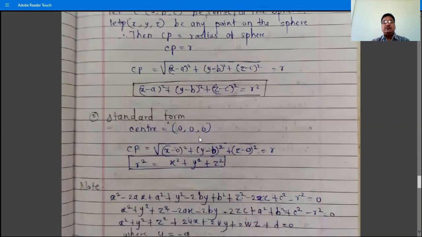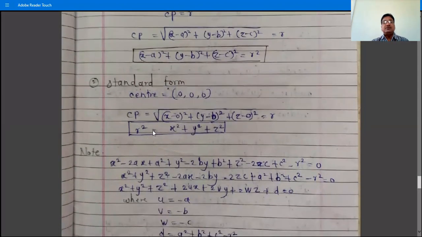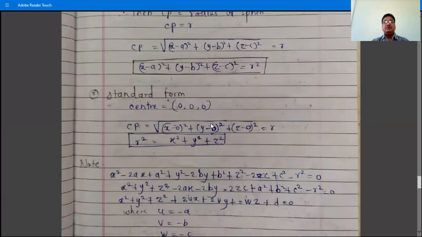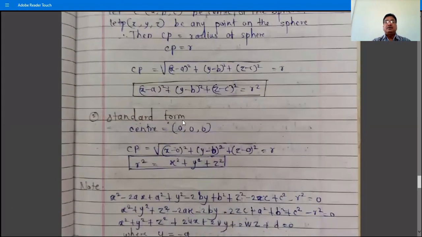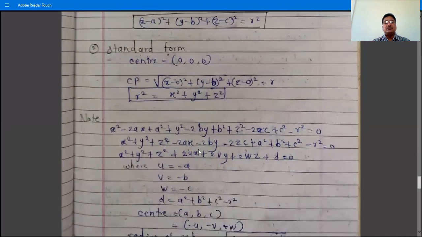Obviously, if the center is (0, 0, 0), then what is the equation of sphere? CP is (x minus 0) squared plus (y minus 0) squared plus (z minus 0) squared is equal to r squared. Means x squared plus y squared plus z squared is equal to r squared. That is, substitute a, b, c as 0. So this is the equation of sphere in standard form, that is, the center is (0, 0, 0).